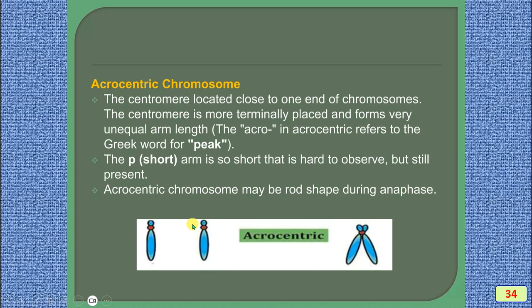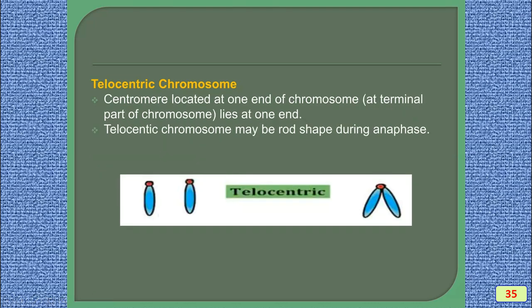So that's called acro. Acrocentric refers to the Greek for peak, and the p short arm is short and hard to observe. It's a very tiny structure, but still it is present. Acrocentric chromosomes may be rod shaped during anaphase of cell division. Then telocentric, where the centromere lies at the terminal end of the chromosome, and a telocentric chromosome may be a large one. Here you can see it is located at the extreme end of the chromosome.